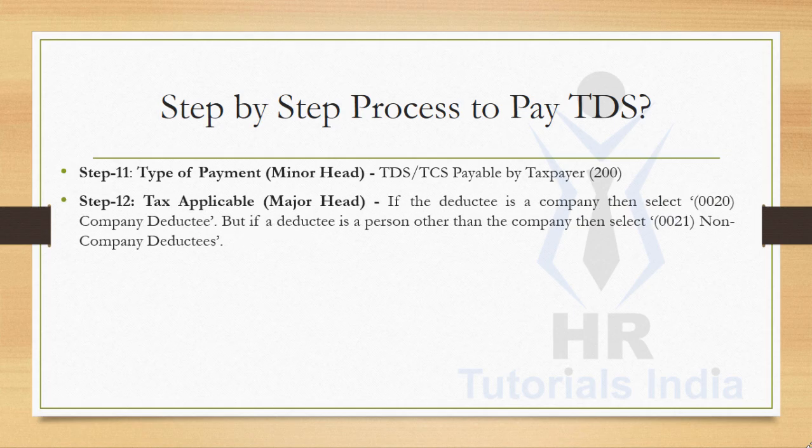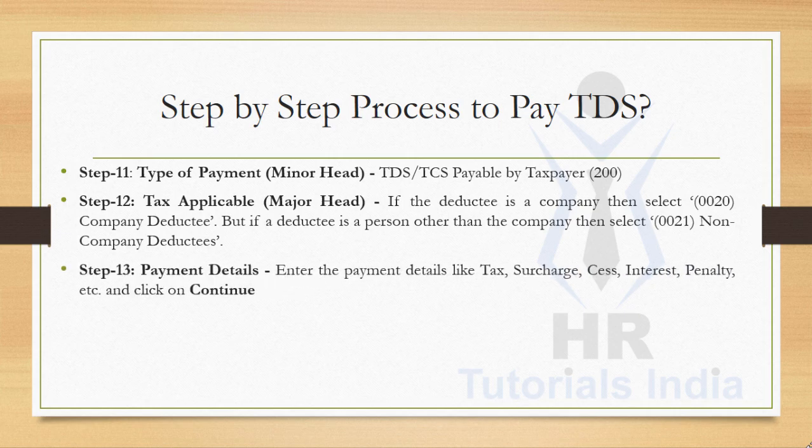Step 12. Tax payable, major head. If the deductee is a company, then select 20, company deductee. But if the deductee is a person other than a company, then select 21, non-company deductees. Step 13. Payment details. Enter the payment details like tax, surcharge, cess, interest, penalty, etc. and click on the Continue button.